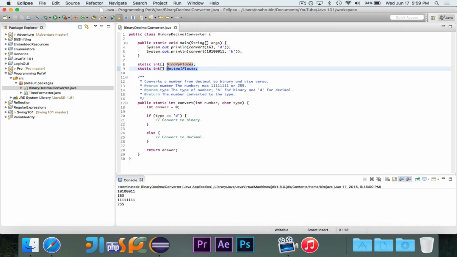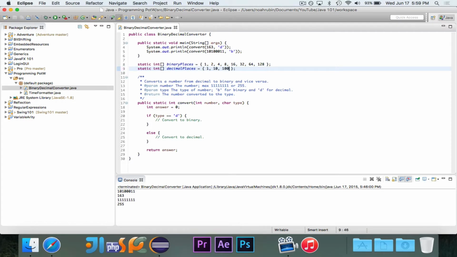We need to use modulus to go through each number. So 1, 0, 1, 0. We need to go through each number and then convert it. So first we'll just define the binary places, and we know that these are the 1s, 2, 4, 8, 16, 32, 64, 128. These are all powers of 2. And it would go on, but I said the maximum is 255, so we only need to go up to 128. As far as decimal places, we have 1, 10, 100.